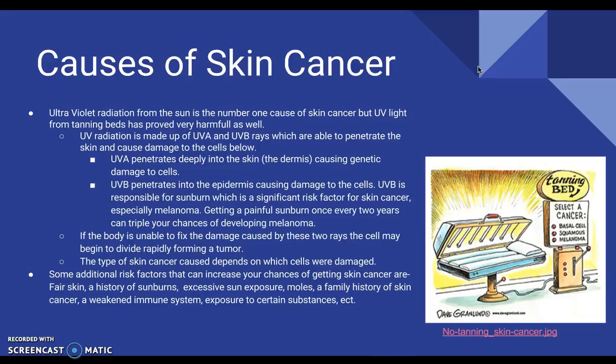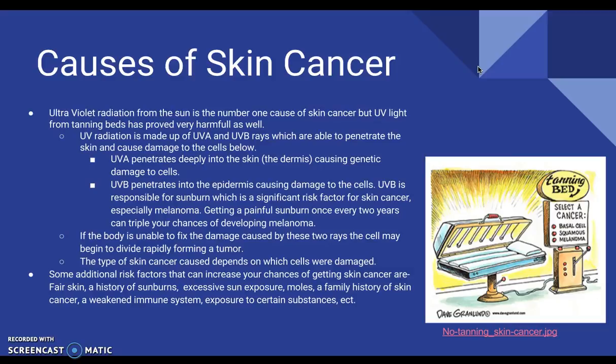Cause of skin cancer: ultraviolet radiation from the sun is the number one cause of skin cancer, but UV light from tanning beds has proved very harmful as well. UV radiation is made up of UVA and UVB rays, which penetrate the skin. UVA causes genetic damage, and UVB is a main source of sunburn. And it's actually very interesting. One sunburn every 2 years can triple your chance of melanoma. So UVB rays are very big melanoma causers.